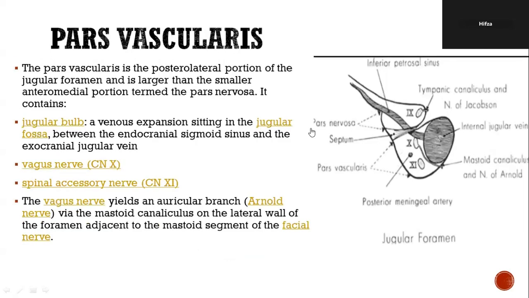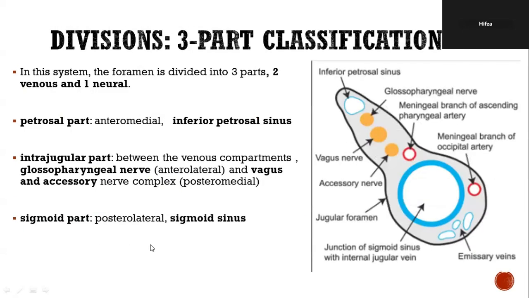Now, pars vascularis is the posterolateral and larger portion of the jugular foramen, and it contains the jugular bulb, which is a venous expansion sitting in the jugular fossa between the endocranial sigmoid sinus and the exocranial jugular vein. This is basically the internal jugular vein, and it also contains the vagus and spinal accessory nerves. Here we can appreciate the vagus and spinal accessory nerves as well. The vagus nerve gives off an auricular branch, which is Arnold's nerve, via the mastoid canaliculus on the lateral wall of the foramen, adjacent to the mastoid segment of the facial nerve.